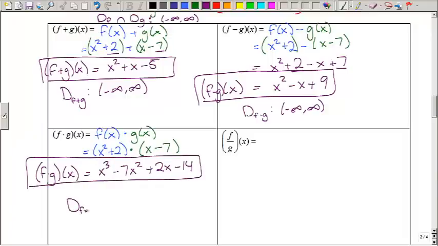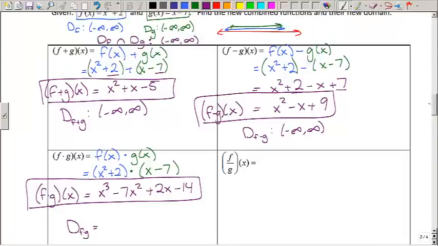Now I'd like to find the domain for f times g. In this case, I start with my domain of my intersection, which is all real numbers. I have no new excluded values. I have no new denominators. I have no new even roots. So therefore my domain is still going to be all real numbers.